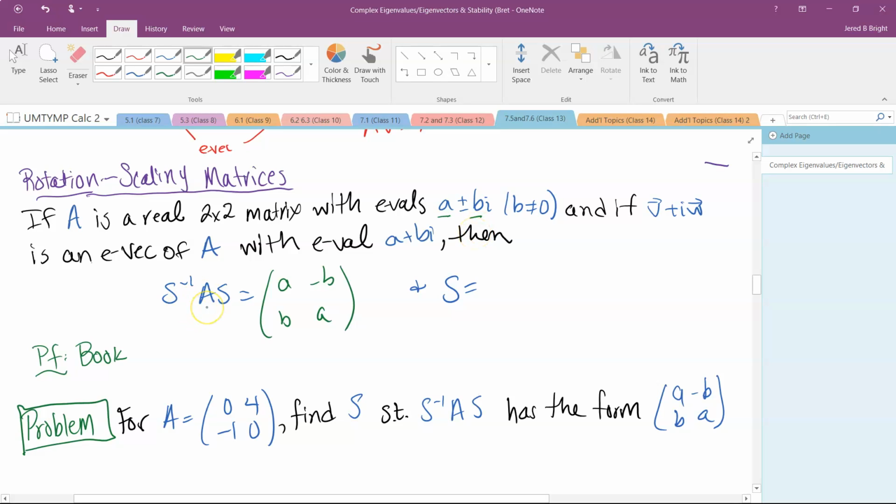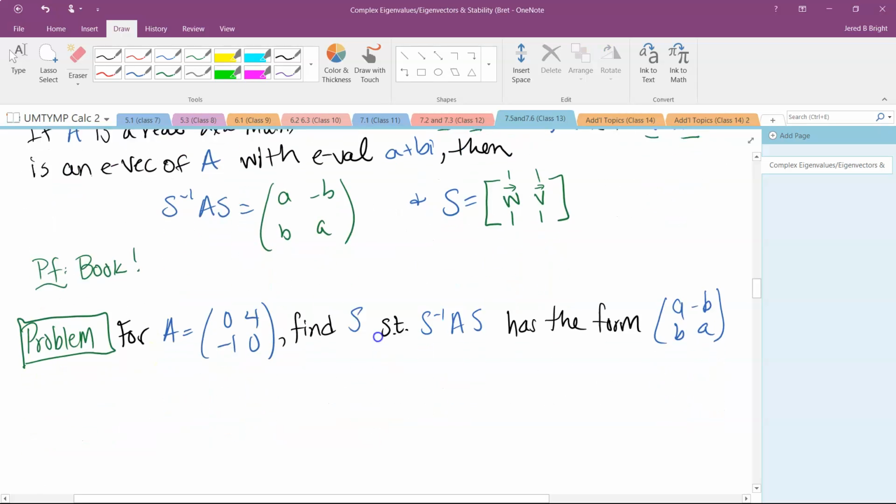Now, if we were to find out what S was, this is a little interesting. Notice that there's v plus i w. What we end up doing in S when we create it is list the imaginary component first, followed by the real component. That's just a little bit new. If you want to see the definition or the proof, please see the book.